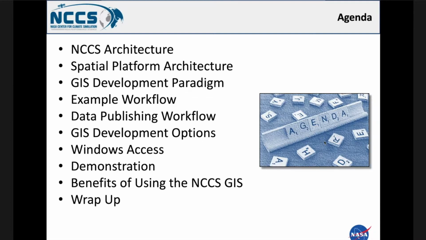We'll talk a little bit about the NCCS architecture and then what our spatial platforms look like, what I'm calling the GIS development paradigm. Show you an example workflow from someone who's already using the system. We'll talk a little bit about how data gets published. There's some additional information about development options, how you get access to Windows, and then we'll do a demonstration and some wrap up.